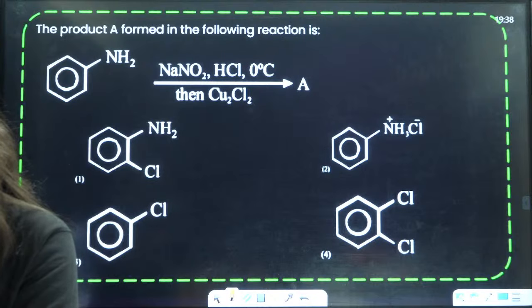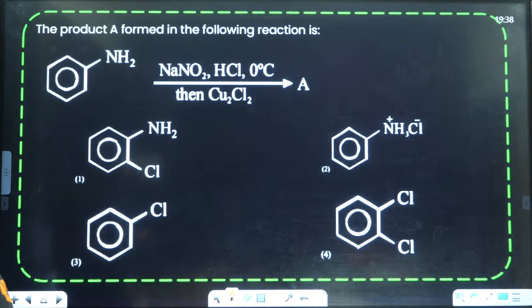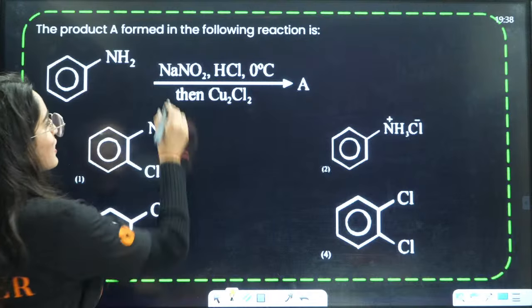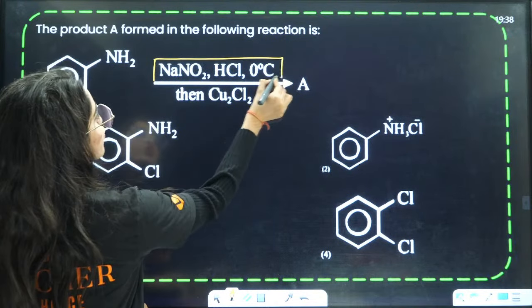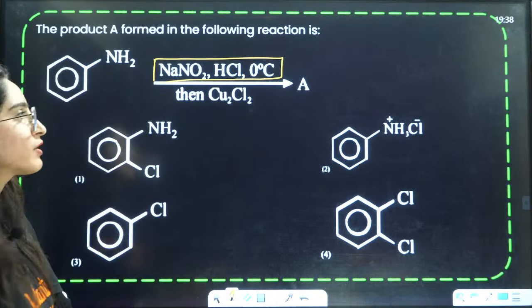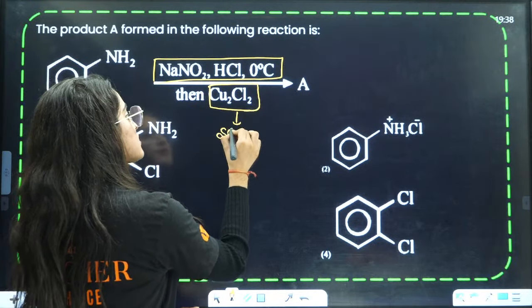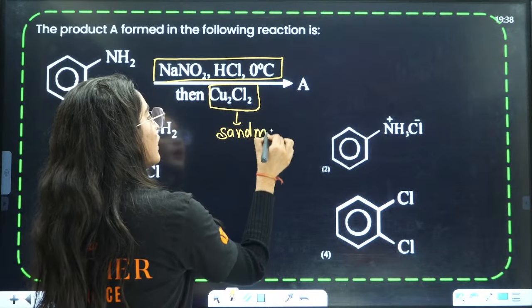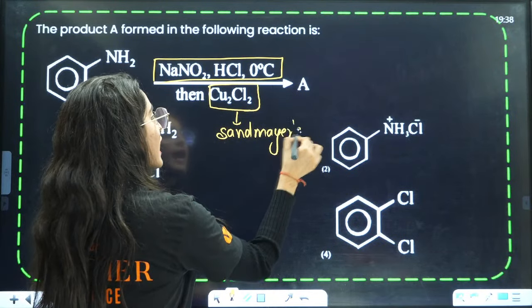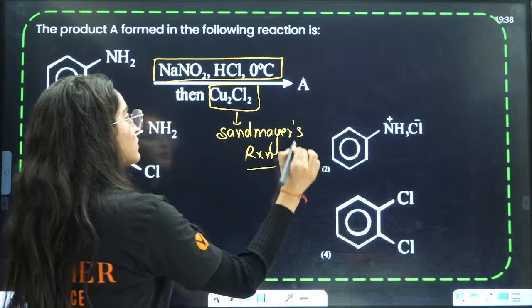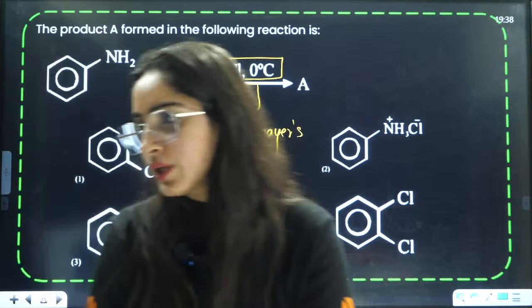Ma'am, the reason why you are taking GOC. Why am I taking GOC? Yes. So here NaNO2 plus HCl will form diazonium salt. After that, I'll give you the hint, you are doing the Sandmeyer reaction. This is a hint, I have already given you the hint.